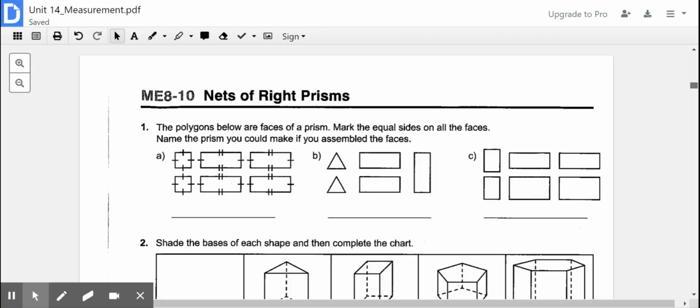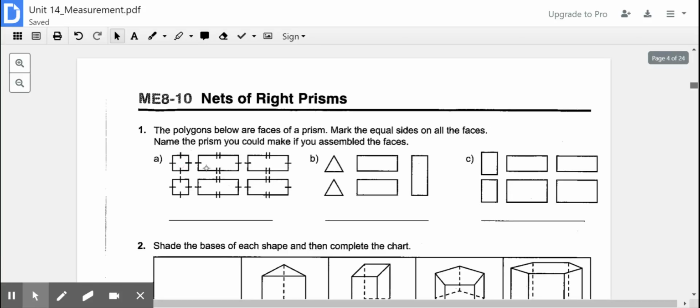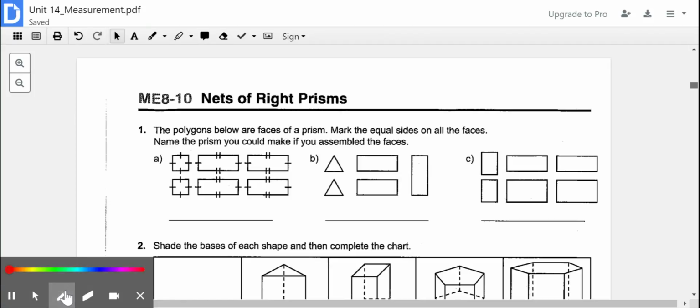Number one, the polygons below are faces of a prism. So if I check out this one here, it's got 1, 2, 3, 4, 5, 6 faces. Mark the equal sides on all the faces. Name the prism you could make if you assembled the faces. What they mean by that is mark all the equal sides. I can see that this is a square, so I can mark all these sides here with a single line, which means that those are equal sides.